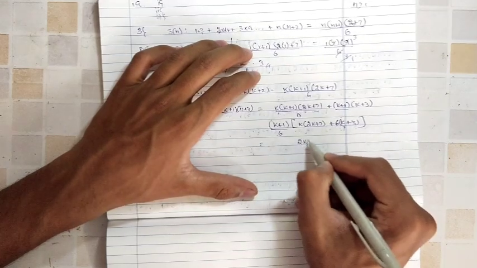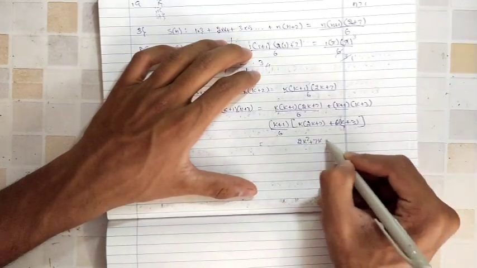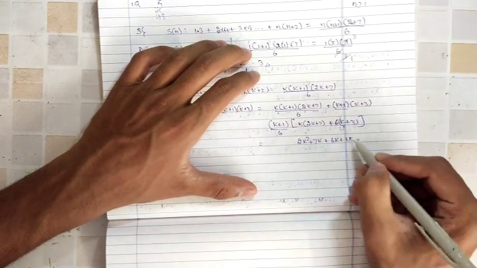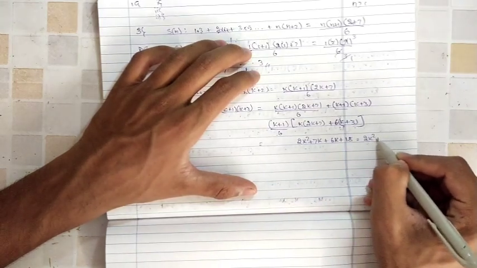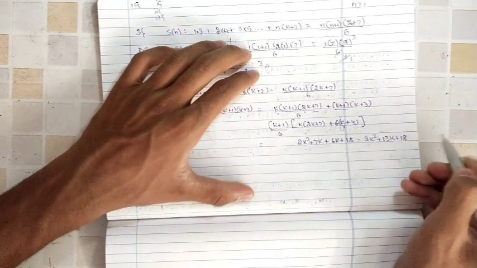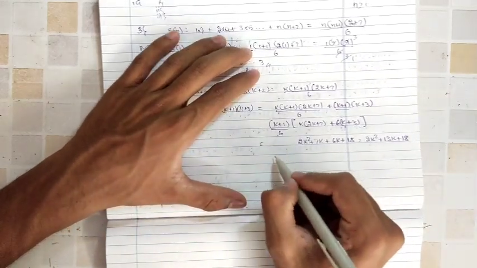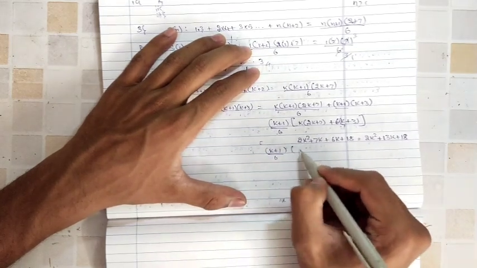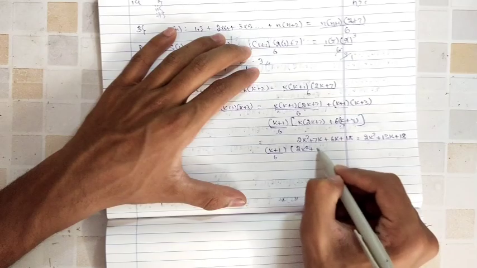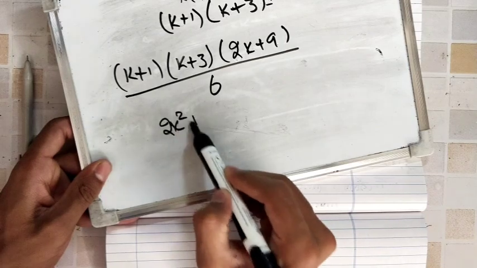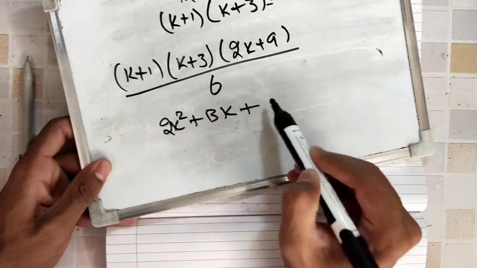Now I will just multiply this. So 2k square plus 7k plus 6k plus 6 threes are 18, which is equal to 2k square plus 13k plus 18. Here I have to write k plus 1 by 6 whole into 2k square plus 13k plus 18. Okay, so now see here, I have 2k square plus 13k plus 18.